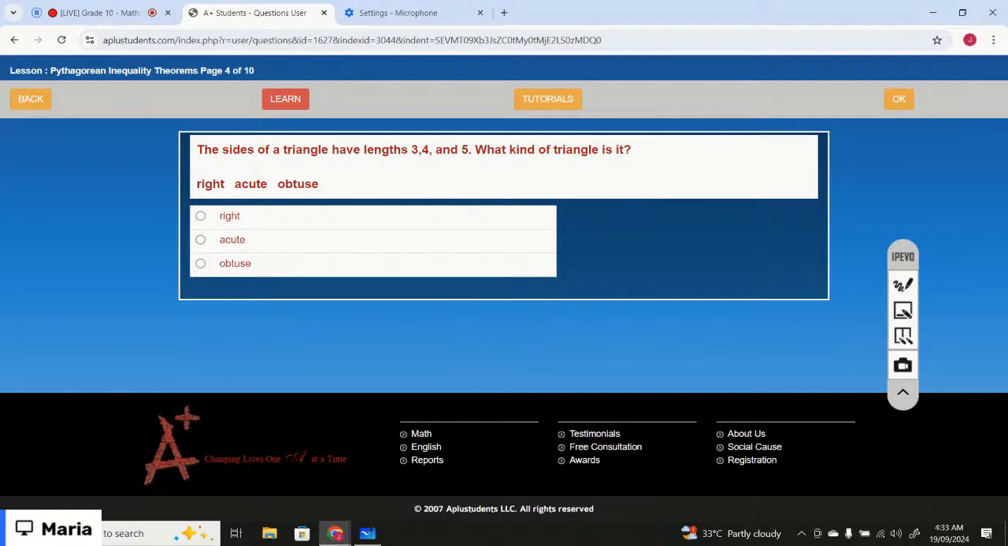The sides of the triangle have length 3, 4 and 5. What kind of triangle is it? The correct option is that is a right angle triangle. Option number 1 is the correct option.